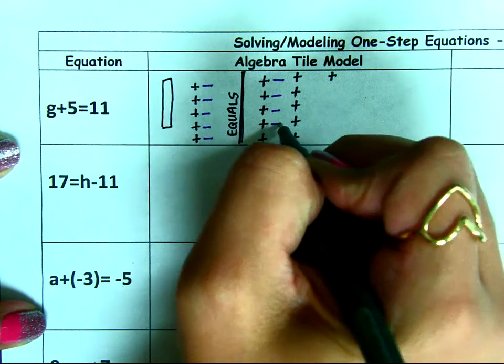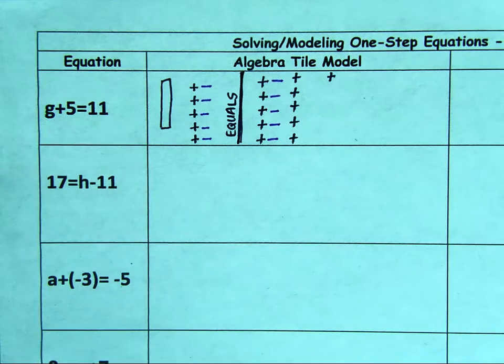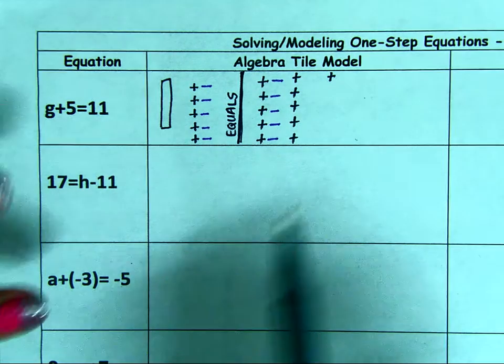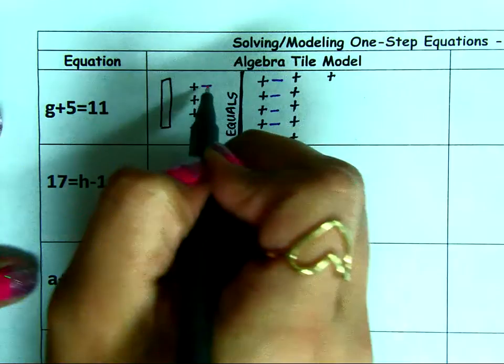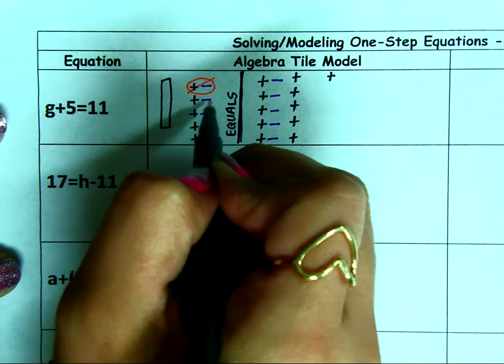Okay. And I'm going to switch my color one more time. So purple may not have been the best choice because it kind of blends there. Let's see if I do this. Okay. What do we remember about zero pairs? What do zero pairs do? They cancel each other out. So these all go away.